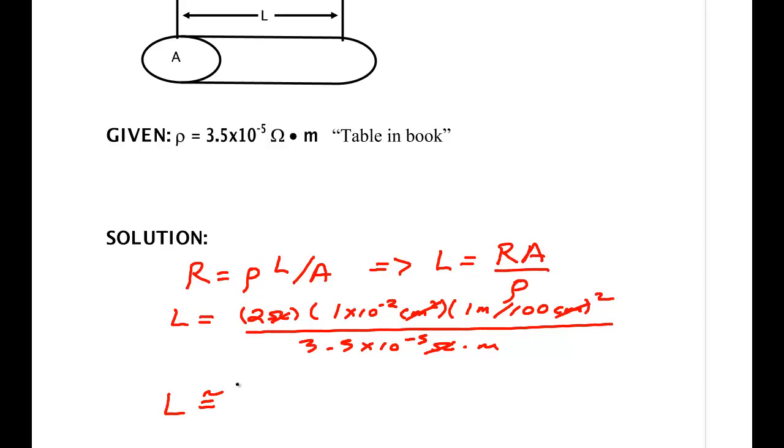So 2 E to the minus 2 divided by 1 E to the 4 divided by 3.5 E to the minus 6. I'm sorry, 5. And I get that it is 5.71 centimeters. So at 2.5 centimeters per inch, you need about a 2-inch long, a little over 2-inch long rod of carbon.